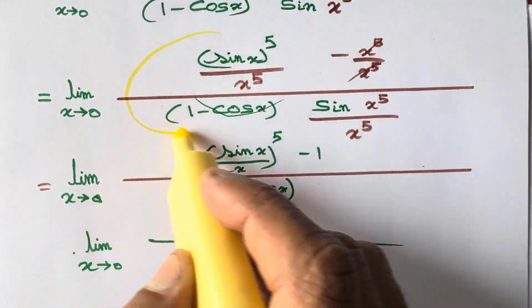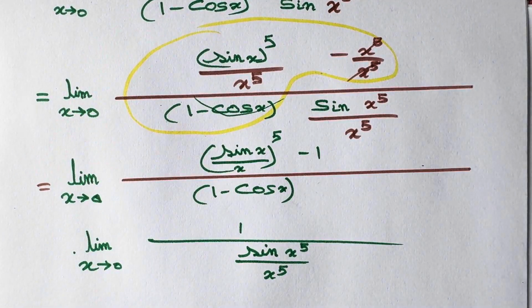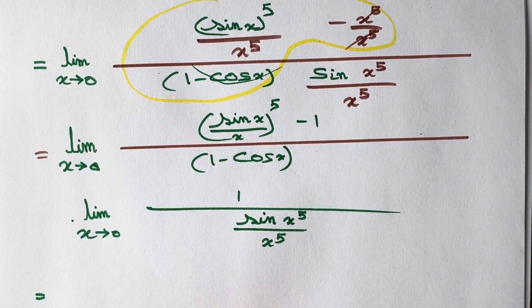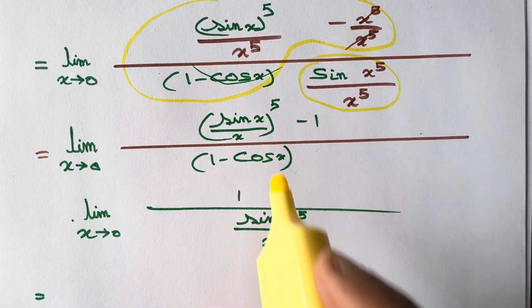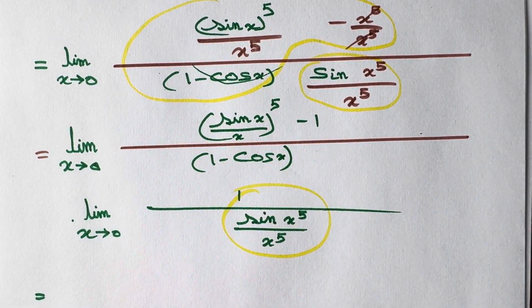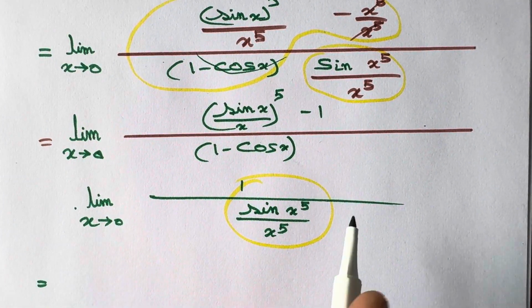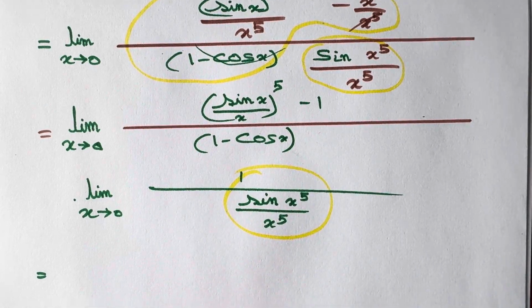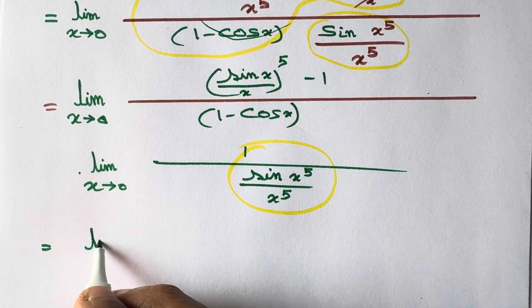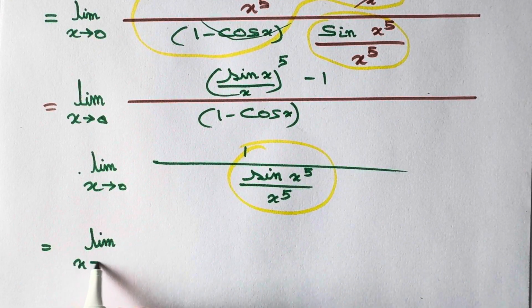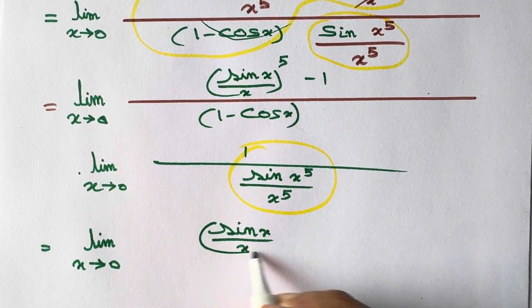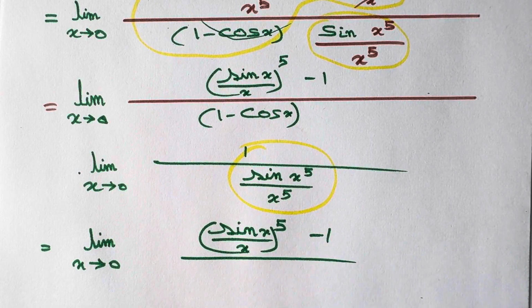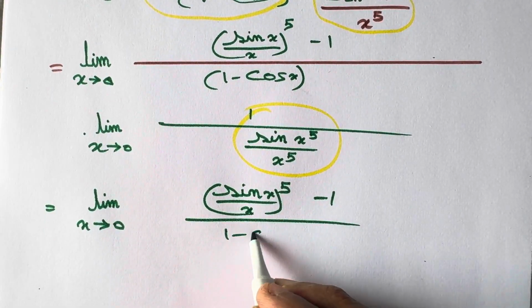Okay, we compute this limit separately. We want to use the fact that limit of product equal to product of limit if the limit exists, and this one separately. This one we know is equal to 1. So the given limit simplifies to limit x tends to 0, (sin x by x)^5 minus 1 divided by 1 minus cos x.